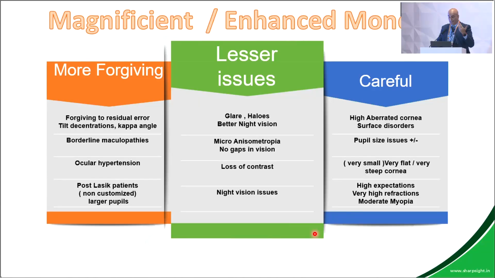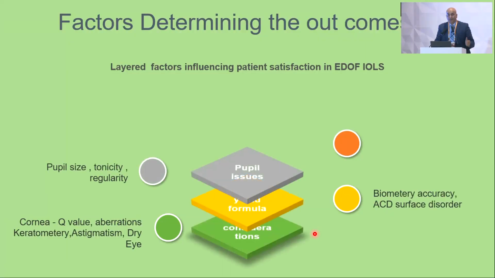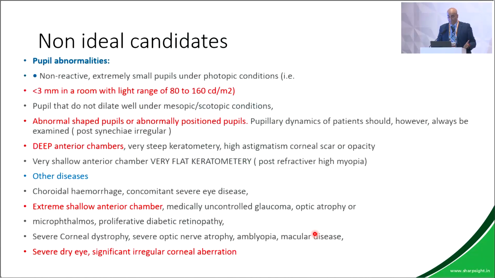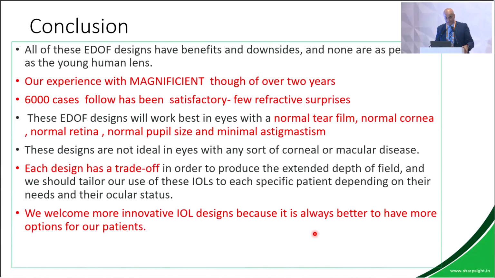So most are okay. I'll just jump here. What you are going to look for when planning an EDOF lens is Q values, surface disorders, astigmatism correction, where toric lenses are available, a good macula, and no surface disorders. So I think that's it.